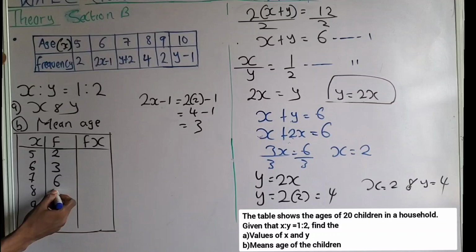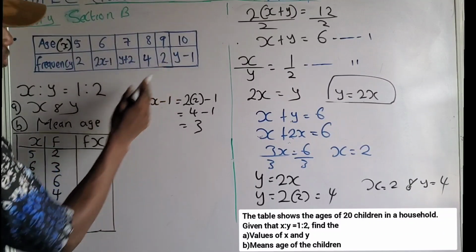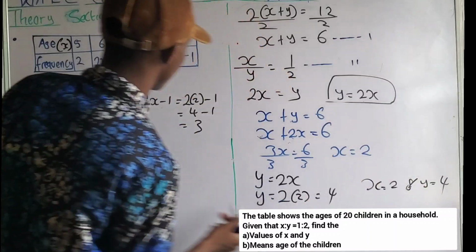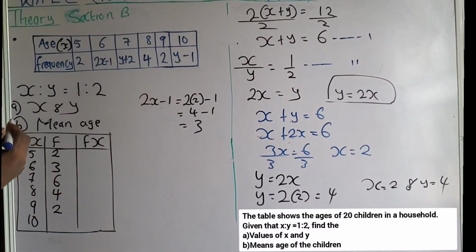For the next one, we have 4, which is for 8. For 9, we have 2. And for 10, we have y minus 1. Y is 4. So 4 minus 1 will be what? 3. So I'm going to have 3 here. Now, we have to take the product of the frequency and the x.